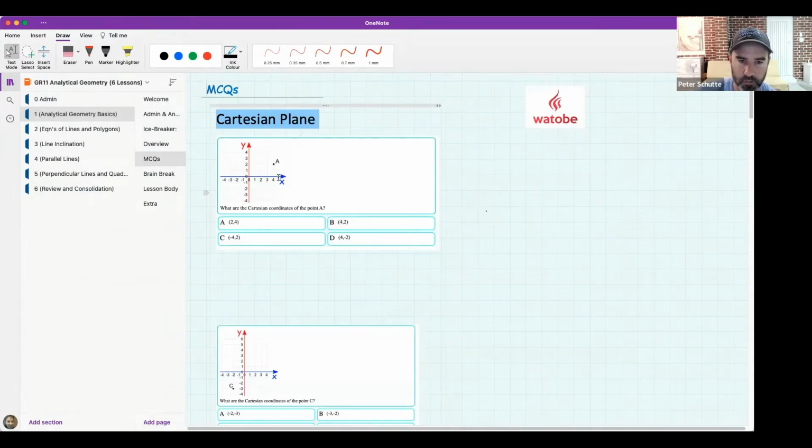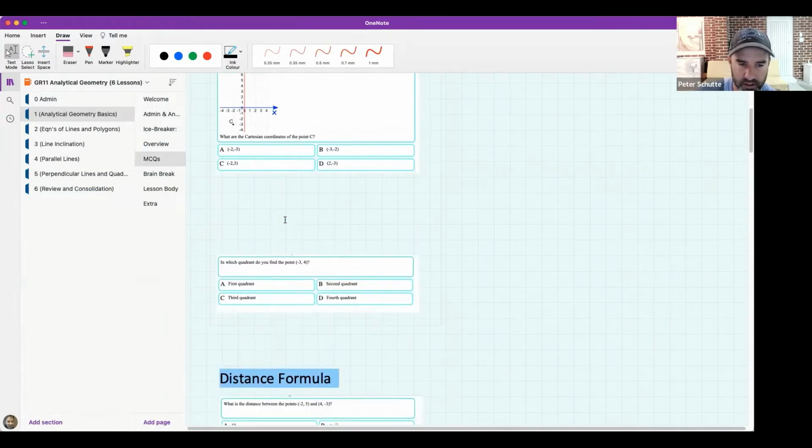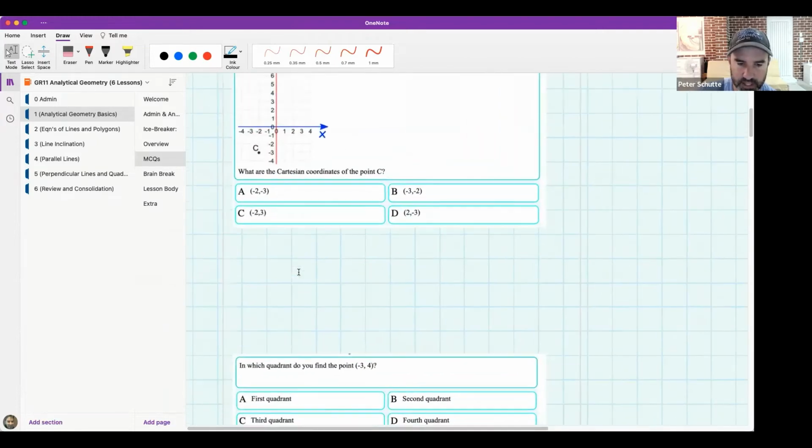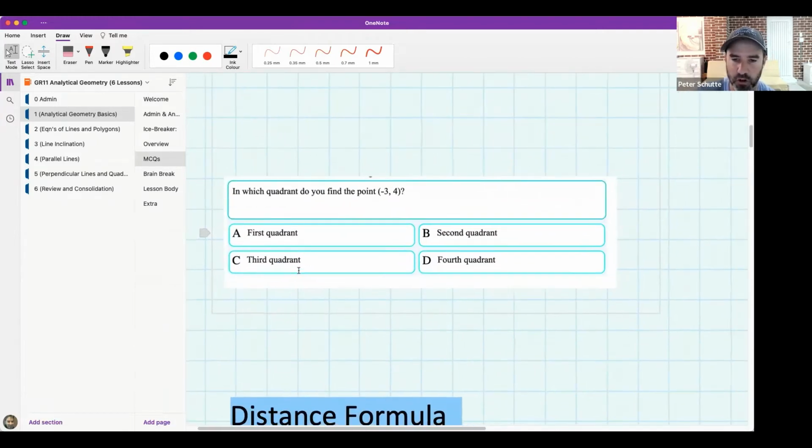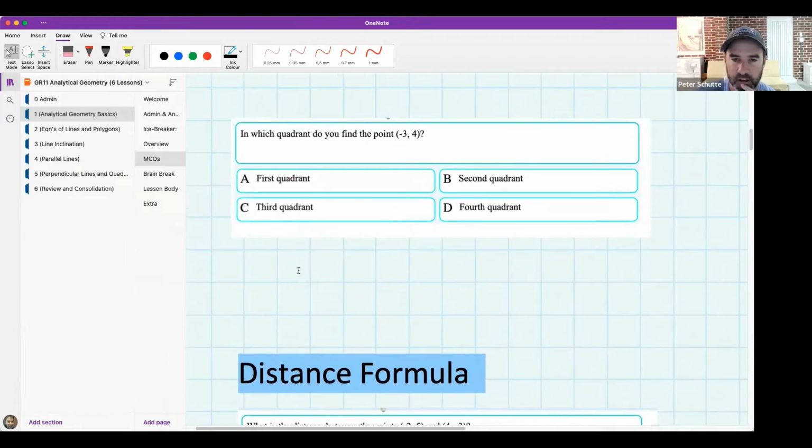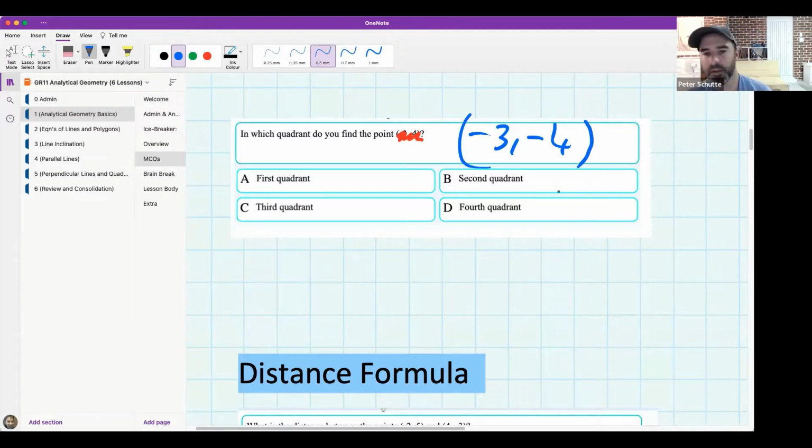Okay, so I think you are comfortable with, let's just do this first one first. We'll start with the Cartesian plane. I think I have already given you this question, so let me change it to make it more exciting. In which quadrant do you find the point -3, -4? I want you to vote in the chat to show me you have an outstanding knowledge of quadrants. So you can vote with A, B, C, or D.